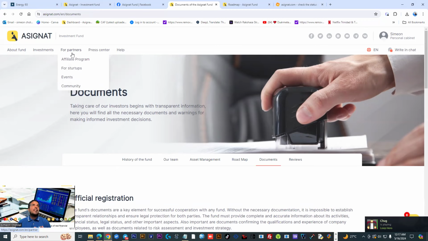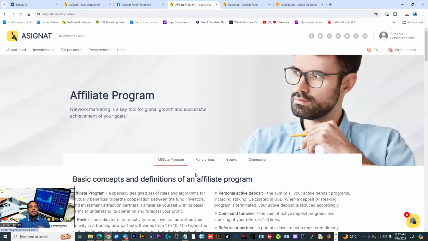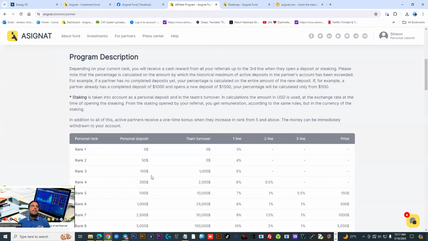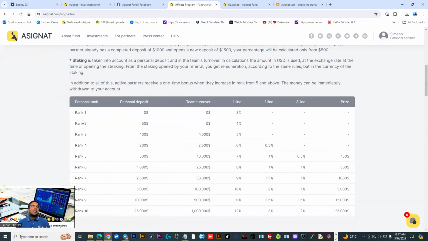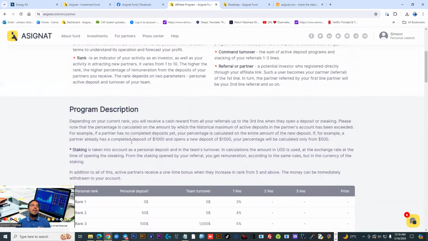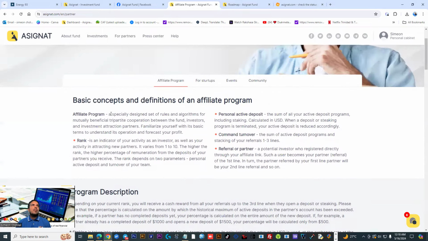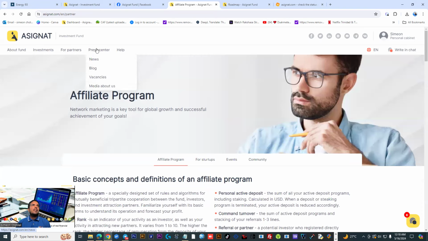If you're into marketing, guys, you could earn a lot of cash through their networking program. The more you deposit into the account, it carries your rank up, right? So once you carry your rank up, you could basically start earning more money within your different lines, right? So you have three lines available, and there's a lot of rewards to be earned through their affiliate system. So a lot of cool information here. Affiliate, then you have news, blogs, and stuff like that.